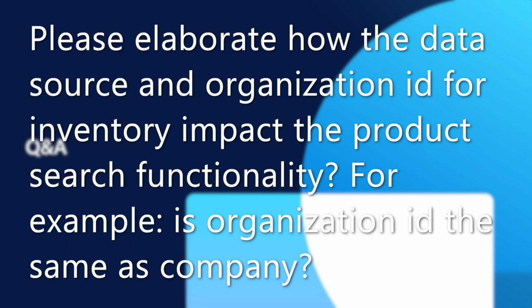I think the next question is, please elaborate how the data sources and organization ID for inventory impact the product search functionality. For example, is organization ID the same as the company? Yes, at this moment, the organization ID in the context of inventory visibility is the same as data area ID or company ID, which you see. So with dual-write, you will sync your companies, your released products, and your product attributes and values, and those will be available in the product search filter pane, which you saw in the demo. I think another security related question, but we have already answered that.